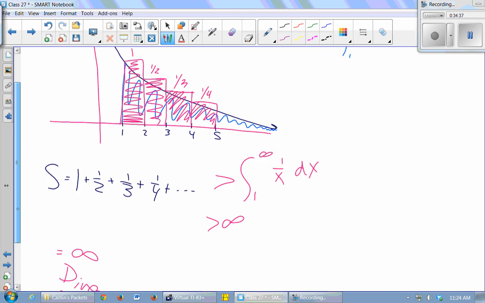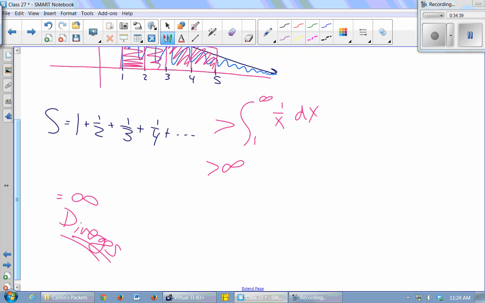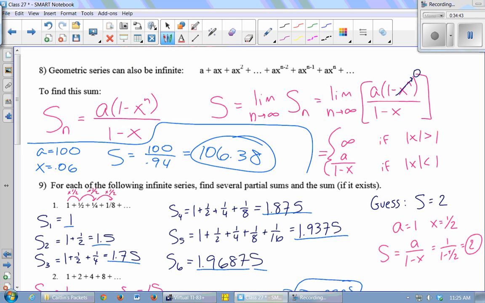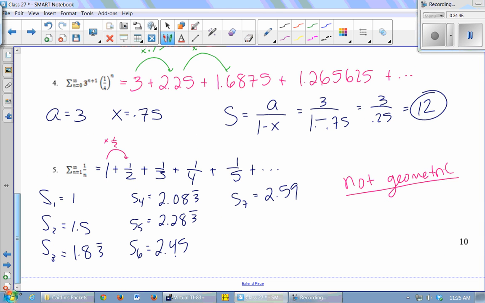That's why it doesn't converge. It's infinite. That's what diverge means. So this diverges. It grows slowly, but it grows without bound.